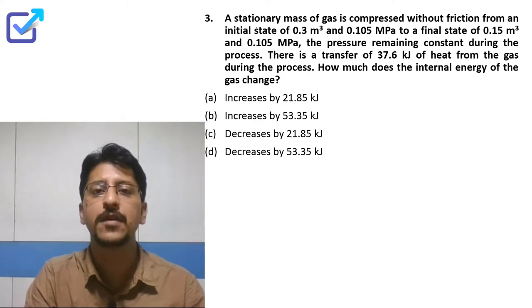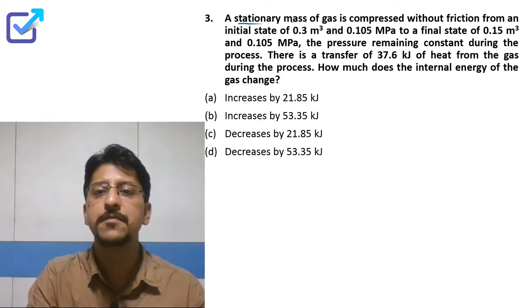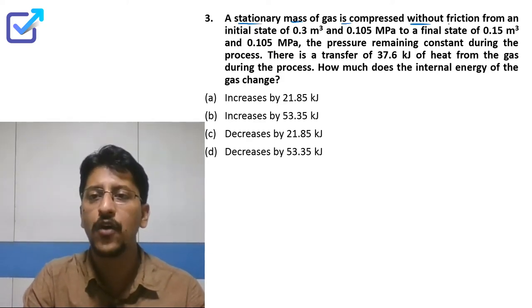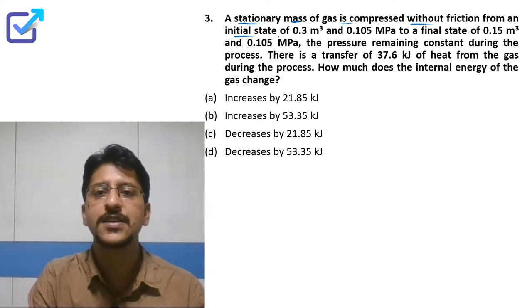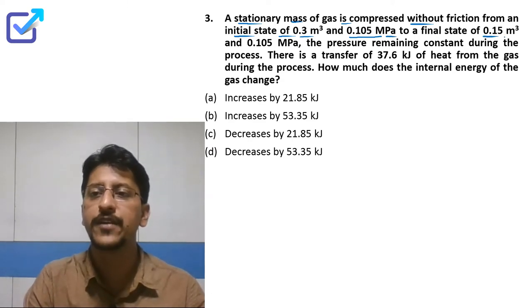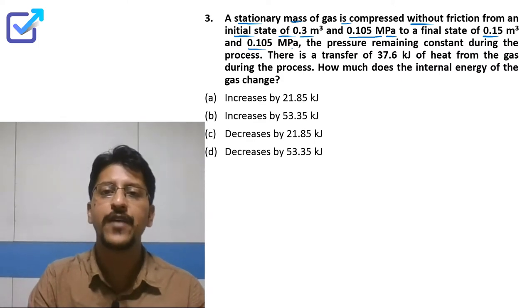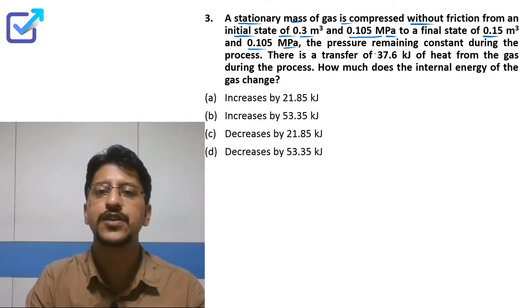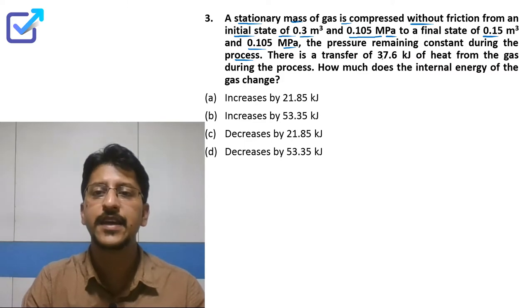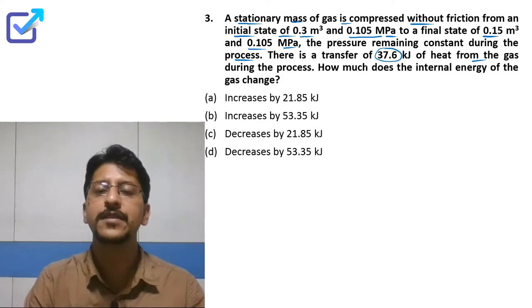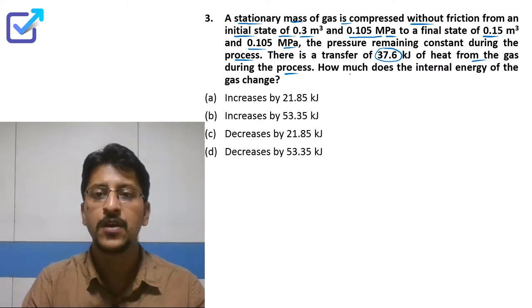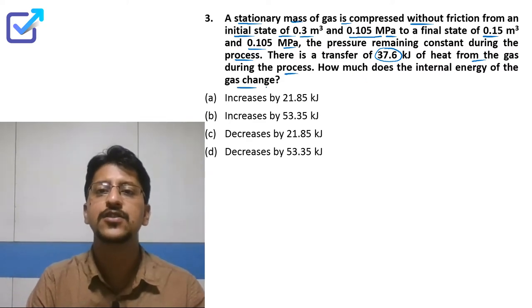Okay, so let us see the next problem. It says a stationary mass of gas is compressed without friction from an initial state of 0.3 meter cube and 0.015 megapascal to a final state of 0.15 meter cube and 0.105 megapascal, the pressure remaining constant during the process. There is a heat transfer of 37.6 kilojoule of heat from the gas during the process. How much does the internal energy of the gas change?